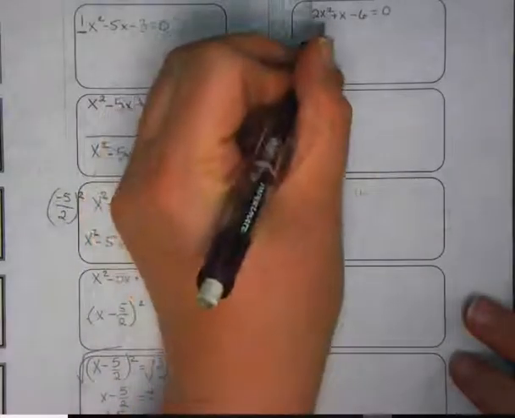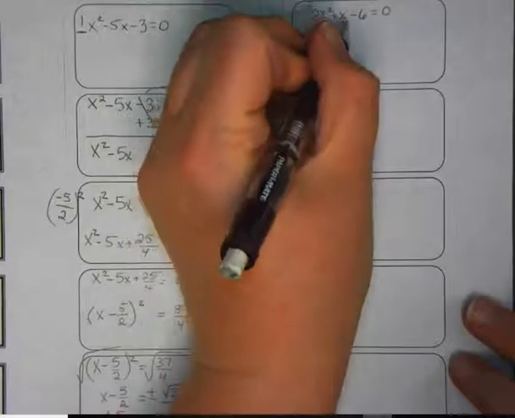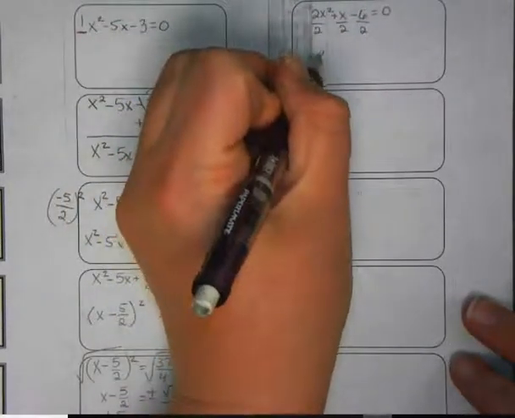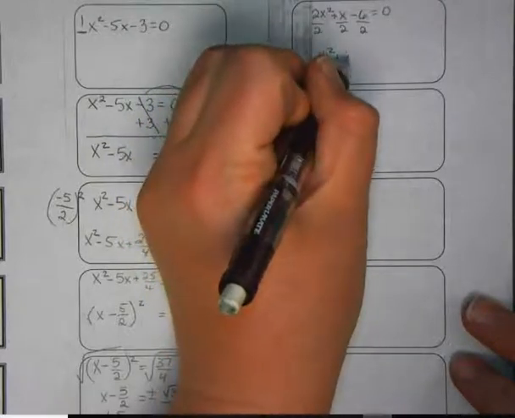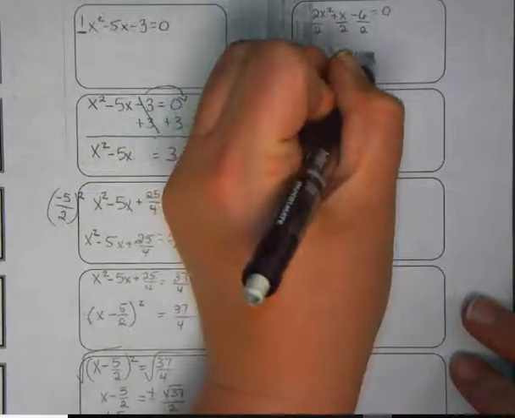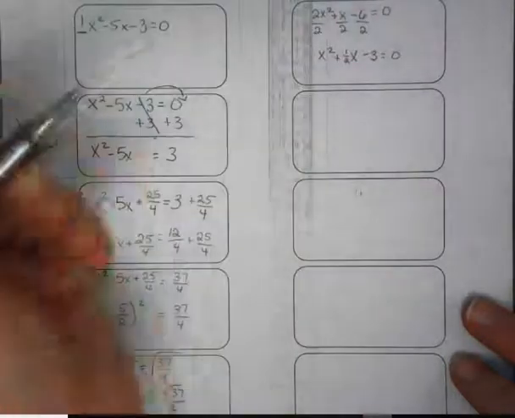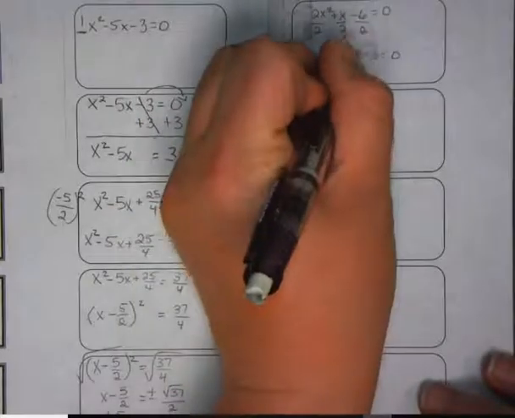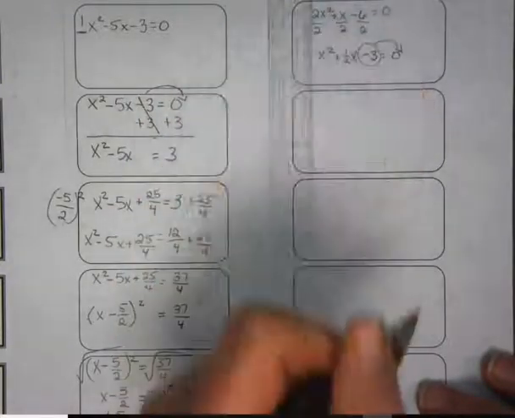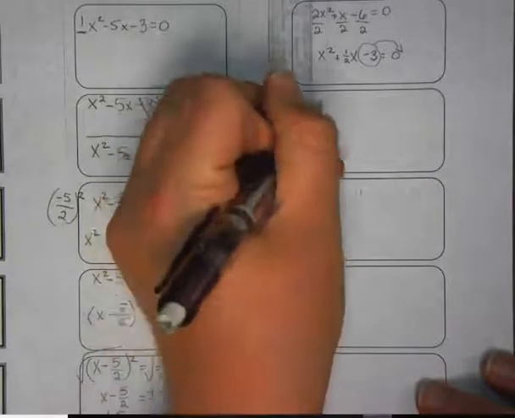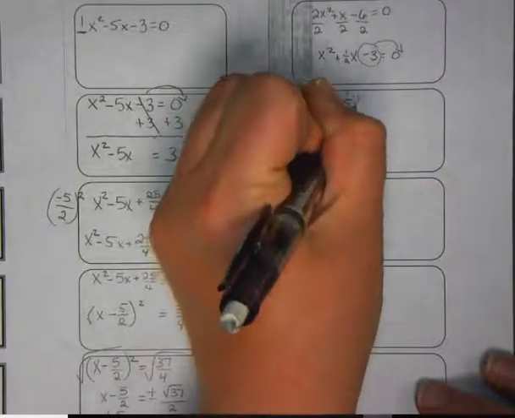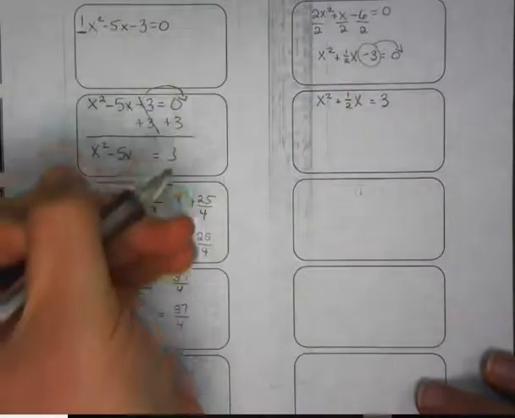So again, the first step is to divide everything by a, and in this case, a is 2. So we're going to divide everything by 2. And that's going to give me x squared plus 1/2 x minus 3 equals 0. So step 2, we're going to rewrite it so that we can move our minus 3 over to the other side of the equation. So we're going to have x squared plus 1/2 x equals 3.